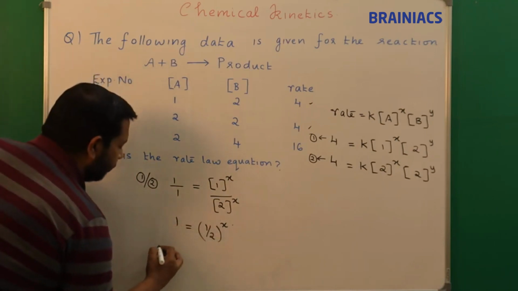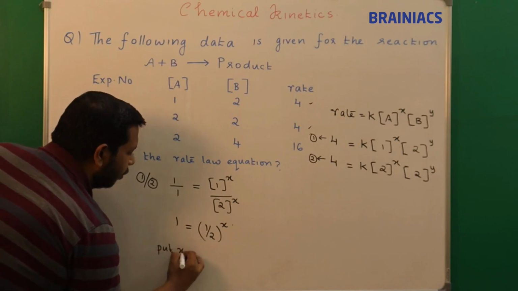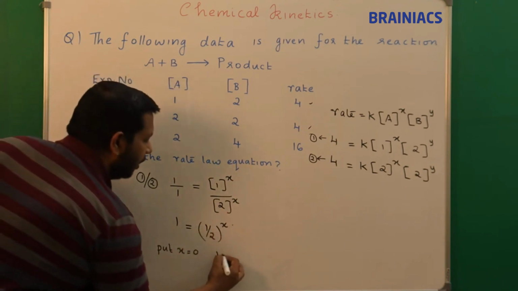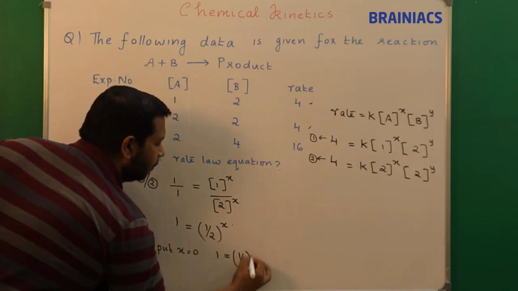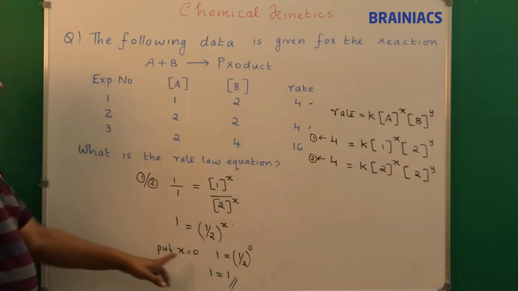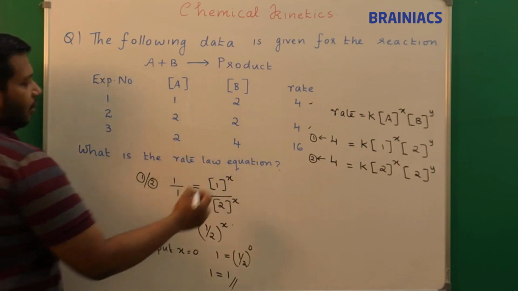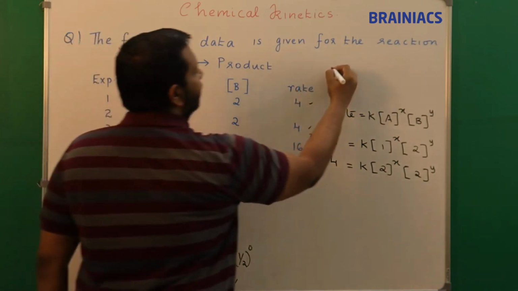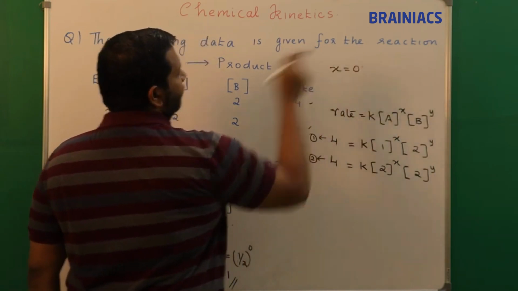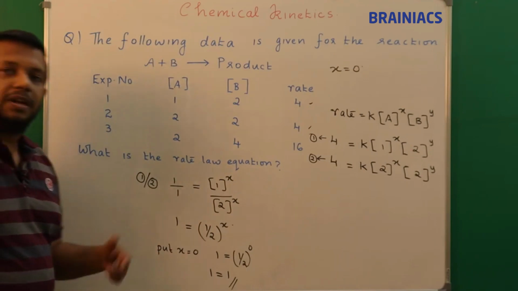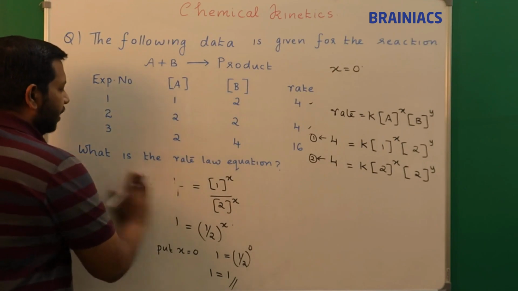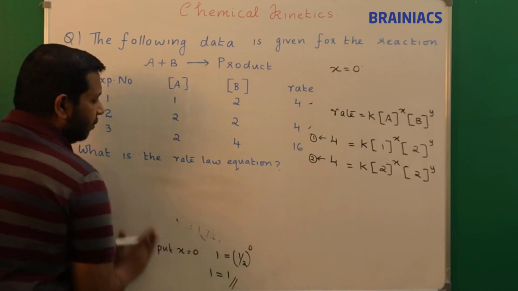So I know that if I put X equal to 0, what will happen? This will become equal. 1 is equal to (1/2) the whole power 0, that is 1 equal to 1. Understood? So I understood that the X value is 0. So X is equal to 0. I have identified it. Now I know the order with respect to A is 0. Understood? Now similarly I will try to identify the Y value. For that, what I am doing here is, please listen.